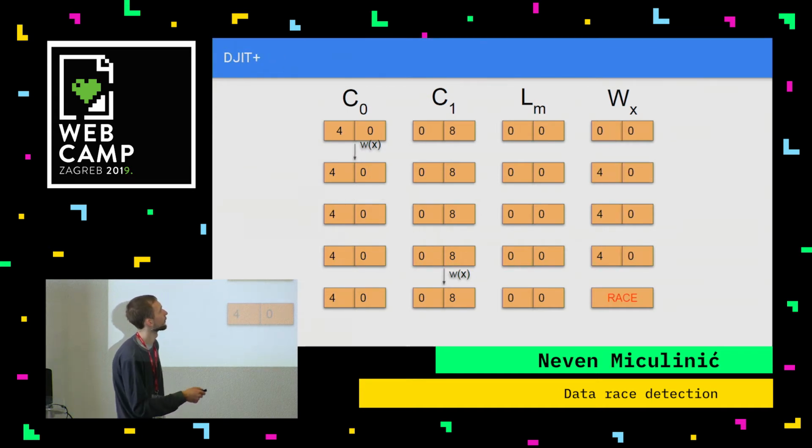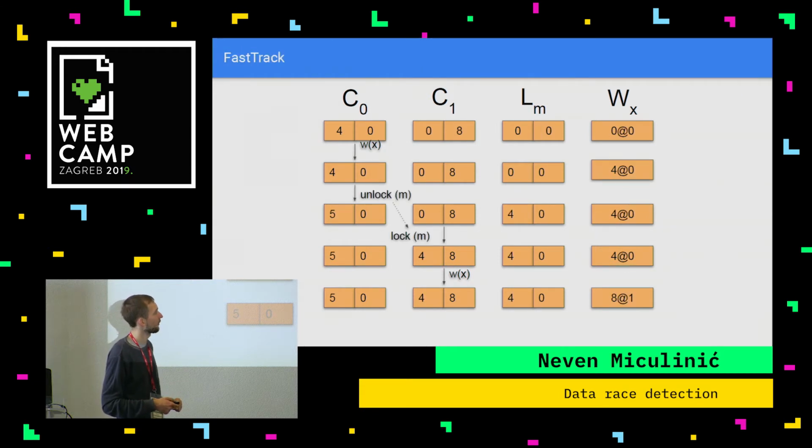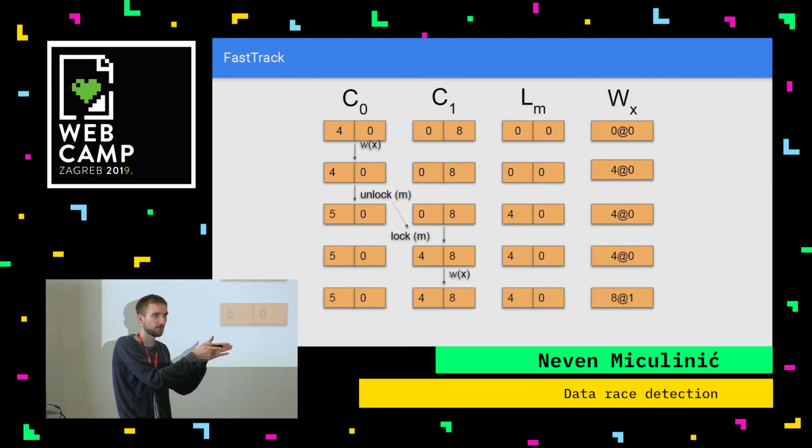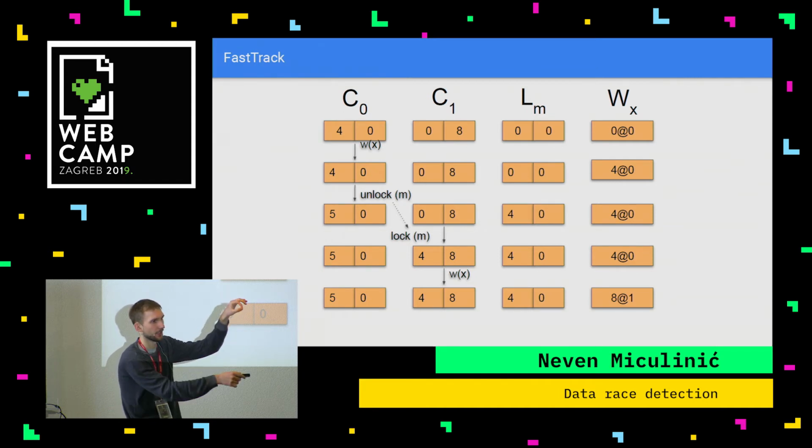Okay, so here's the bad news. For each memory location X, you remember the full vector clock. If you have 100 goroutines or 1,000, this is quite a big memory space. So the next algorithm, their improvement, called FastTrack, observed the following fact. If you write to some memory location X, each write, if there are no data races, will be sequential. So there is a single write, write, write, write.